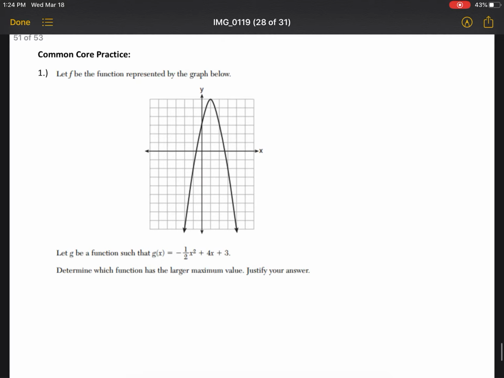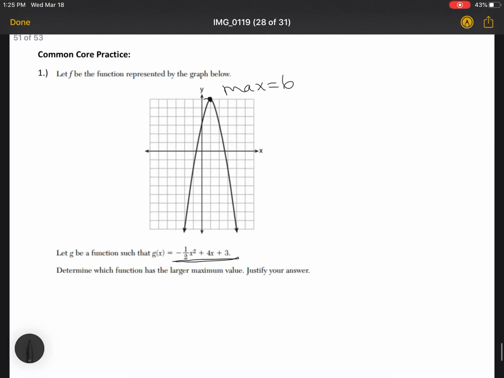Okay, next we just have some Common Core questions about maximum height. So they give us the graph, and then they give us another function, negative 1/2 x squared plus 4x plus 3. They want to know which one has the larger maximum. We can really easily tell where the maximum is on the picture of this graph. It's going to be at positive 6.